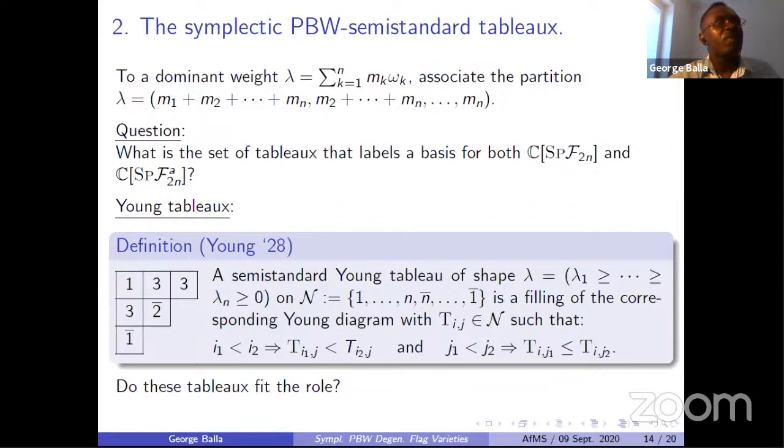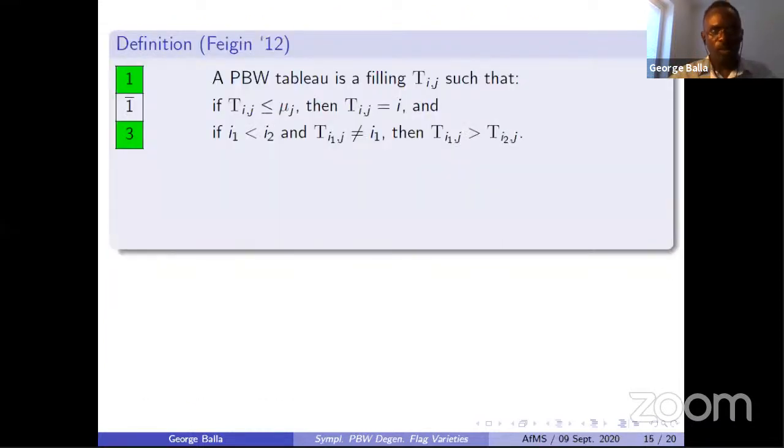The reason why PBW tableaux were introduced by Feigin was that he wanted to label a basis for both of these coordinate rings in type A, but Young tableaux failed to do so because of something which time will not permit me to talk about now. So Young tableaux are not suitable to label a basis, especially for the coordinate ring of the PBW degenerate flag variety. That's why he defined a new tableaux. Let's see what these tableaux are.